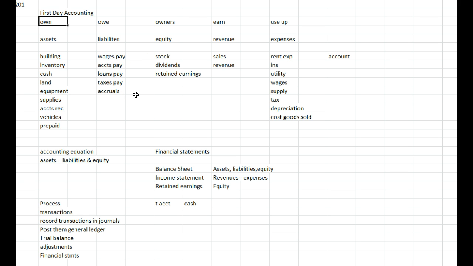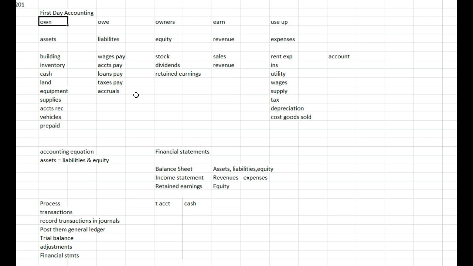Wages payable, money the company owes to employees. Accounts payable, normal bills that come in the mail the company has to pay. Loans payable, what the company owes to banks and other places. Taxes payable, money that the company owes to the government, and accruals, things that we will owe to somebody down the line. Equity represents the owner's share of the business.